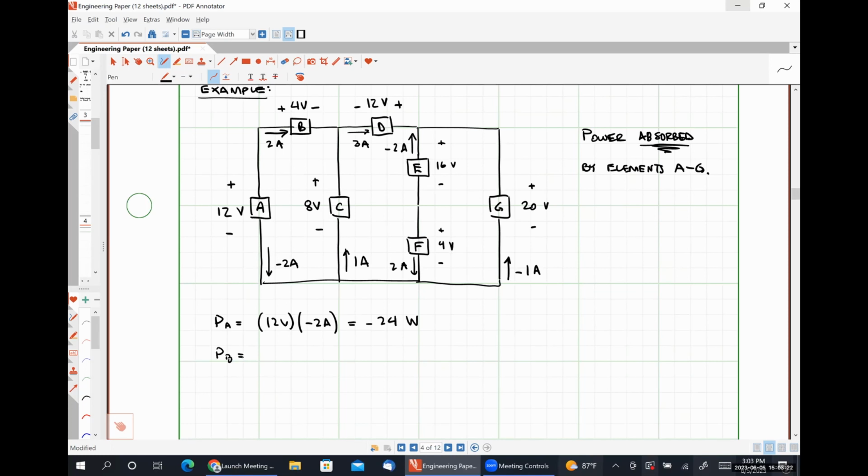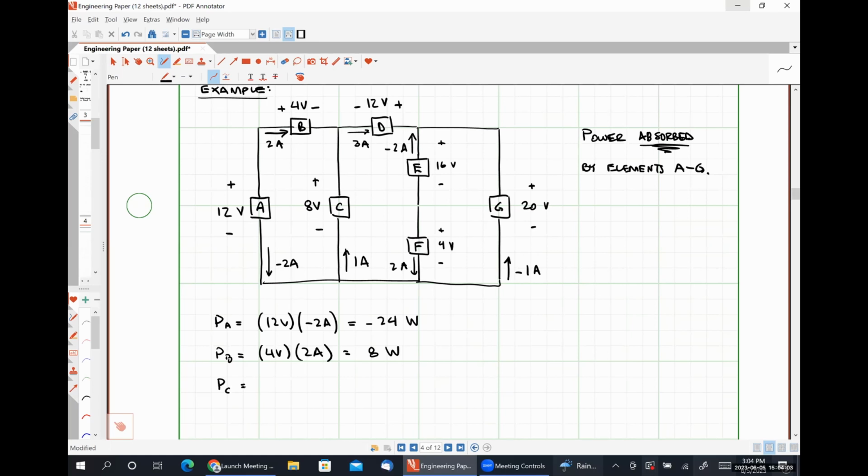Now let's look at element B. What's the voltage drop across element B? 4 volts. What's the current flowing through element B? Positive 2 amps. Is the current flowing into the positive polarity terminal or into the negative polarity terminal? Flowing into the positive. All right, so because it's flowing into the positive polarity terminal and we're calculating absorbed power, we don't add a negative sign, so 4 times 2 is +8 watts.